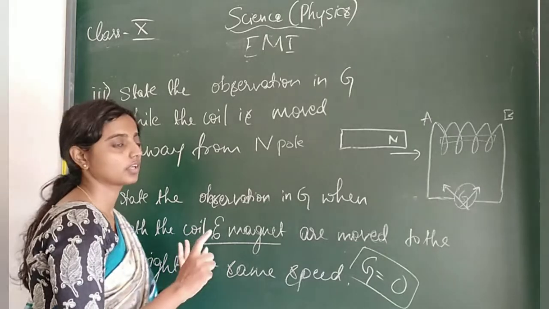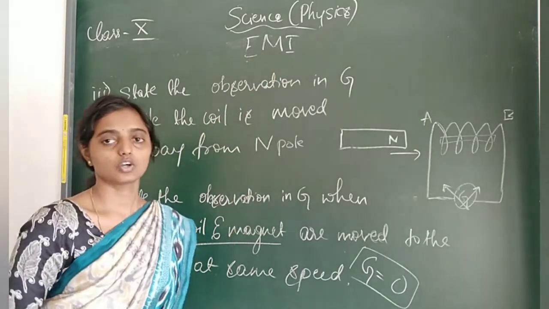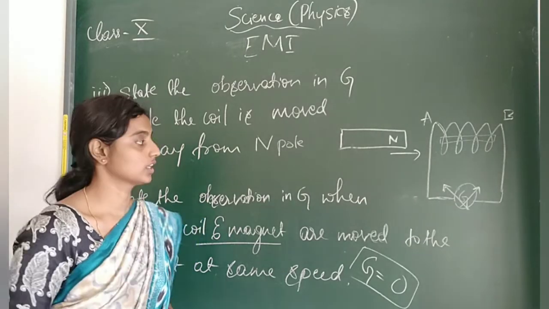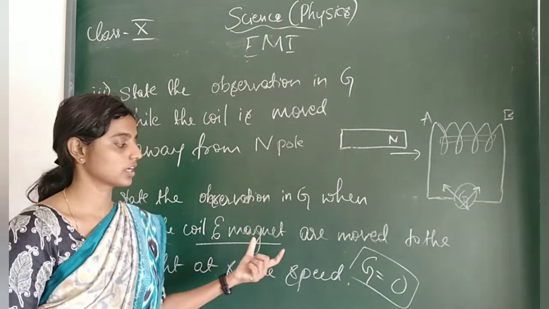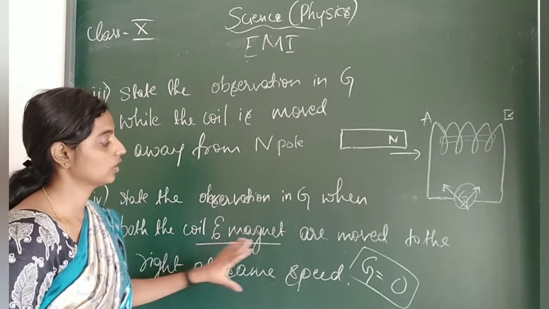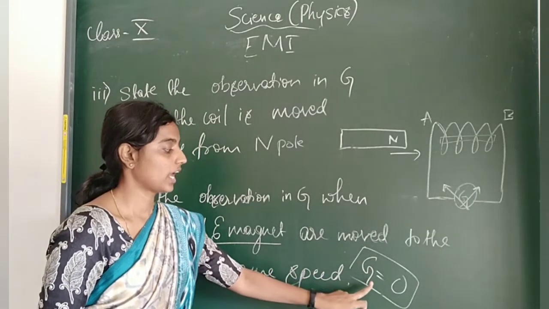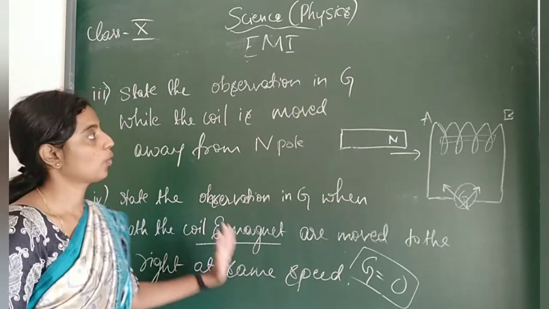I think now you understood which type of questions will arise in the EMI concept. They won't ask anything directly. If they ask directly, then you can easily score marks. For this, you need to think, analyze and then state your answer. And this is only for a 1 mark question. If you write G is equal to 0, or that the galvanometer doesn't show any deflection, then you will get 1 mark. Now I hope you understood.